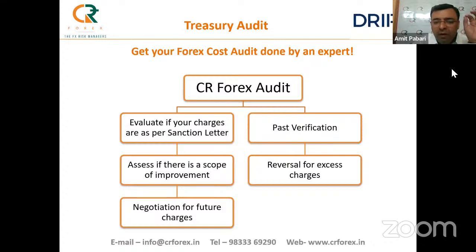Pehla, we will see what kind of charges they are putting in your sanction letter. If we think that the cost they have written in the sanction letter is on a higher side, then we will educate the client, and then we will go and negotiate with the bank on behalf of the client. That is the first thing we do in the audit.